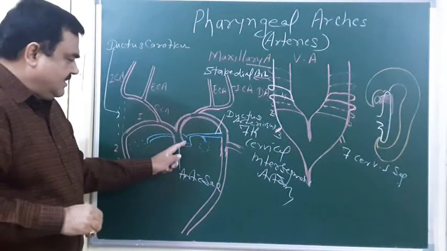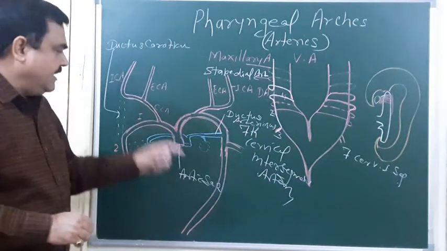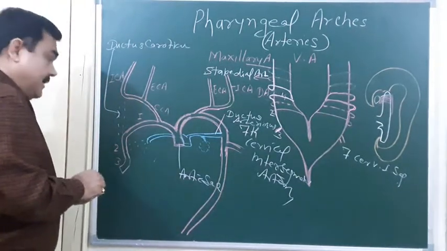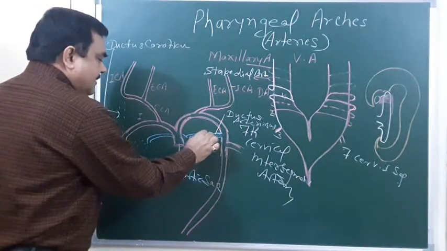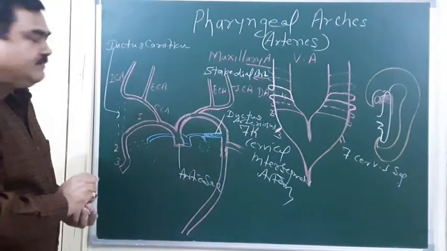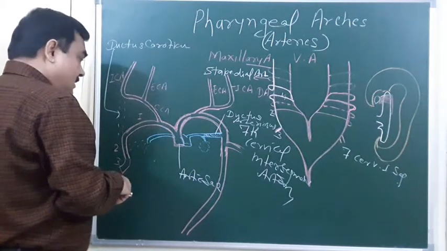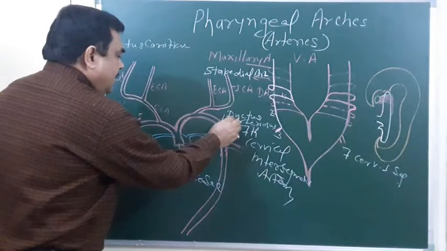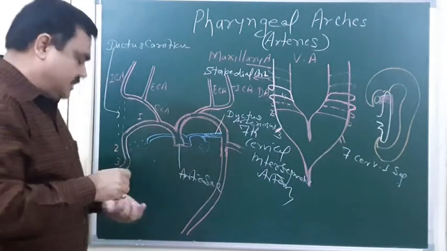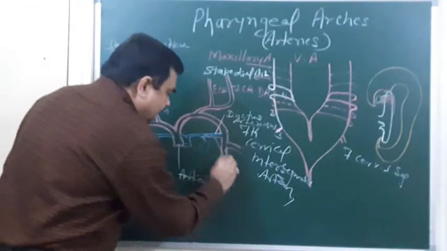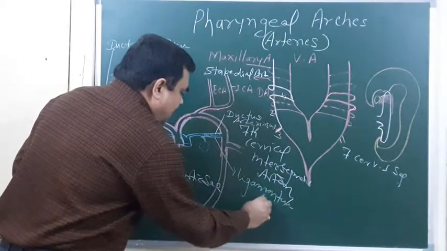During embryonic life, blood passes through this and goes into the descending thoracic aorta, and just after birth it closes functionally, and about 1 month after birth it closes anatomically, and in the form of a ligament it persists throughout life. That is the ligamentum arteriosum. This is the ligamentum arteriosum after birth.